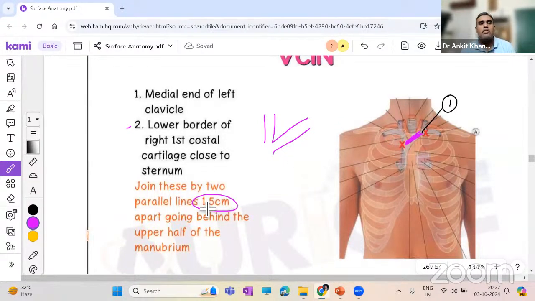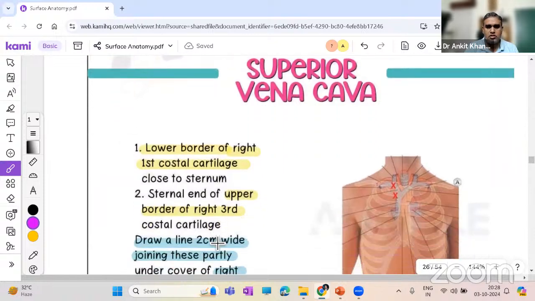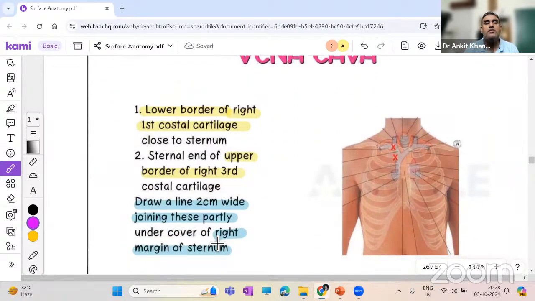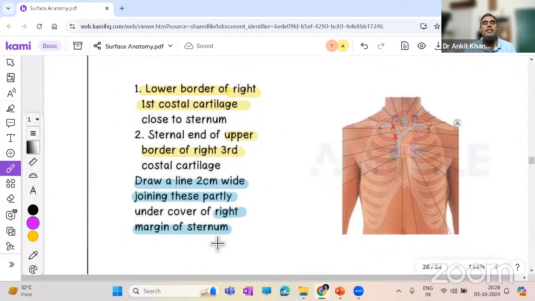Again, you have a gap of around 1.5 centimeter because the amount of blood will be approximately same on both the sides. Not much difference. Okay. Now both of them join to form what? Both of them join to form the superior vena cava. And where does it go? It goes into the right atrium.